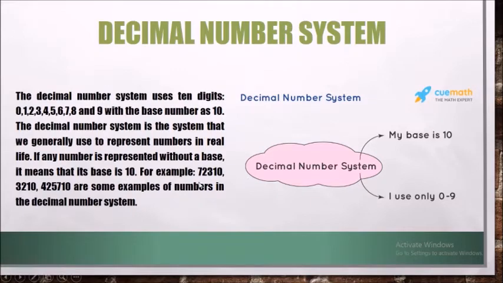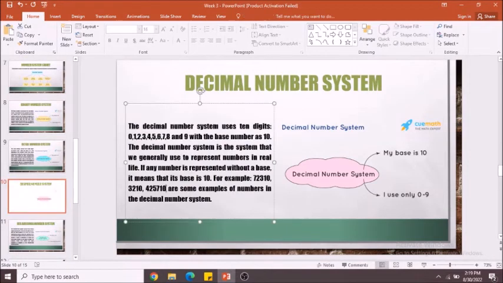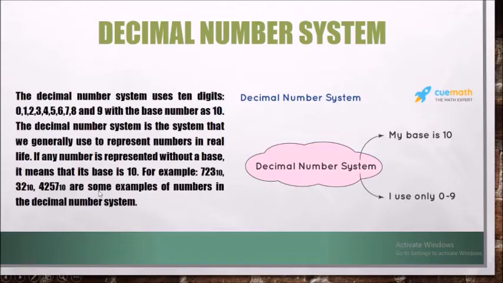For example, okay, let me correct this one of mine. It can bring you total confusion if I'm not going to correct this right now. Alright, so this is the base, written below. If any number is represented without a base, meaning no base 2, base 8, base 16 is written, that automatically means that its base is 10 by default.